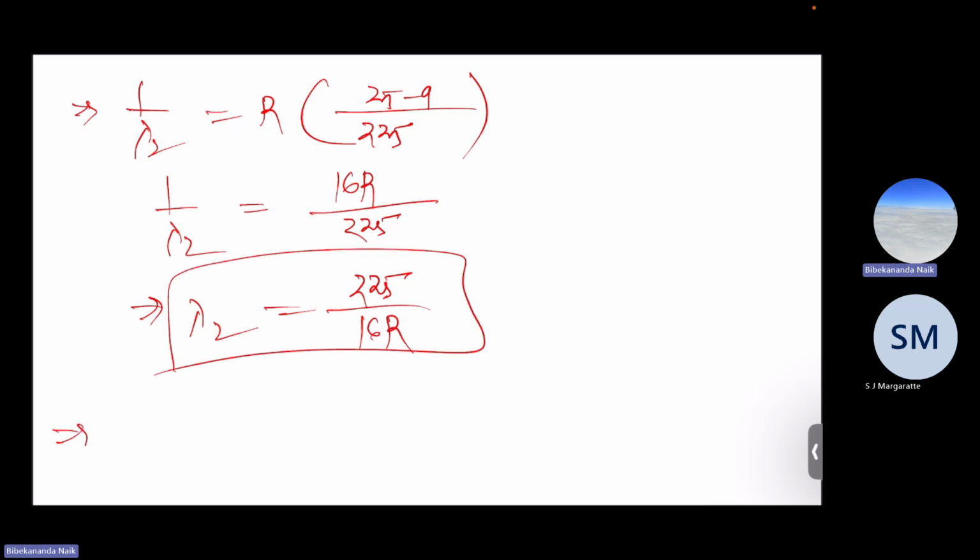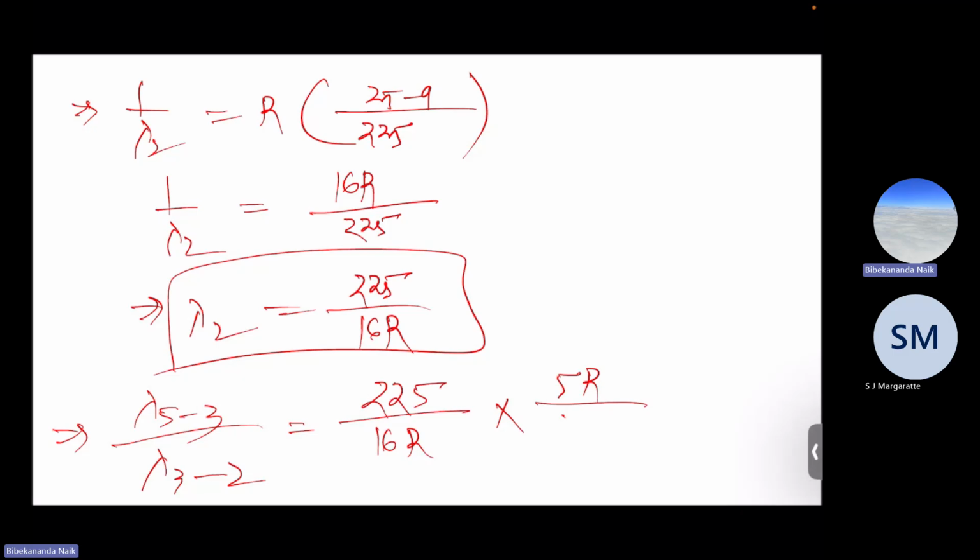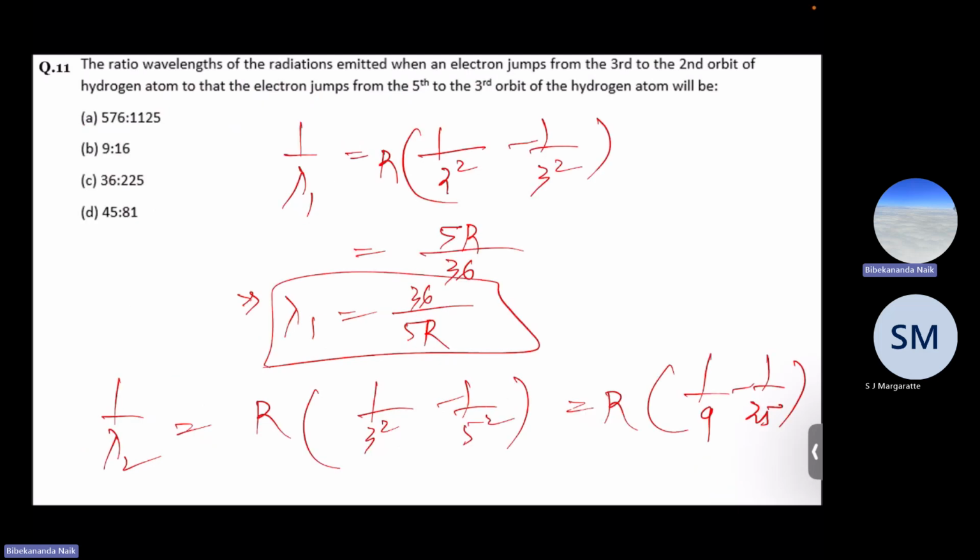So what is the ratio? So lambda 5 to 3 divided by lambda 3 to 2, ratio will be 225 divided by 16R into 5R divided by 36. So if you calculate, it will come out to be 1125 divided by 576. So the correct option is option A, 576 is to 1125.